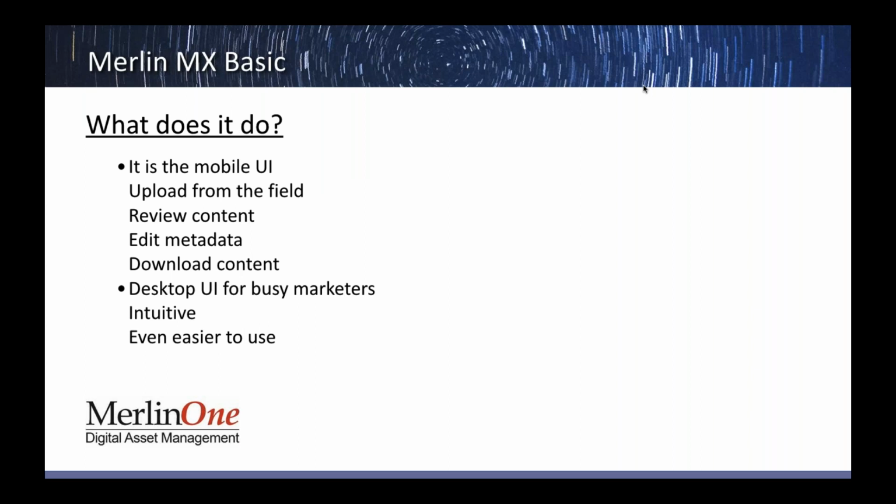So what does it do? Right now it's going to allow you to upload, especially from the field. It will allow you to review your content. You'll be able to run searches on it and look at your content. You'll be able to edit metadata. You'll be able to download content. And it could also be used, as I mentioned, as a desktop UI for busy marketers. We think it's a really intuitive interface, and even though we think the Merlin MX UI is pretty easy to use, this is even easier.